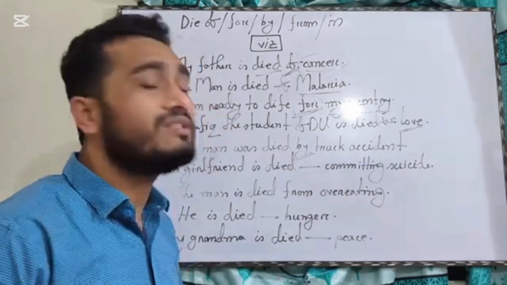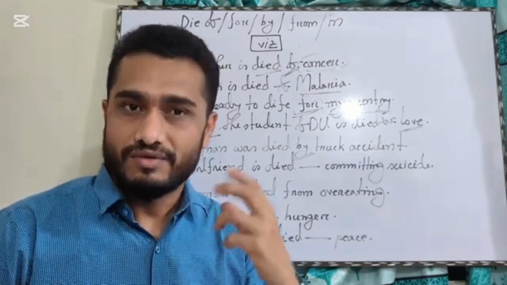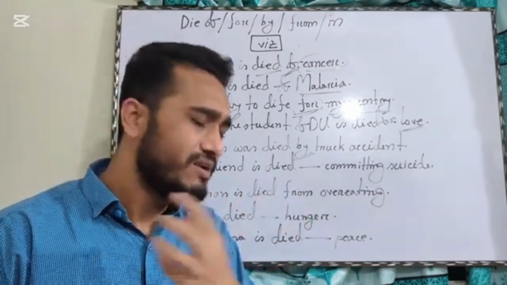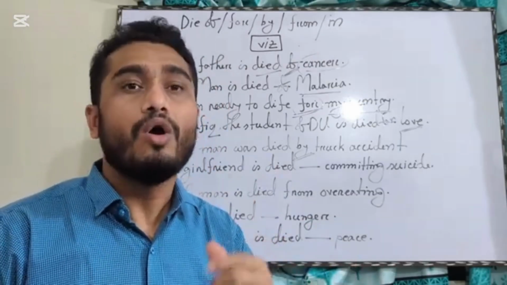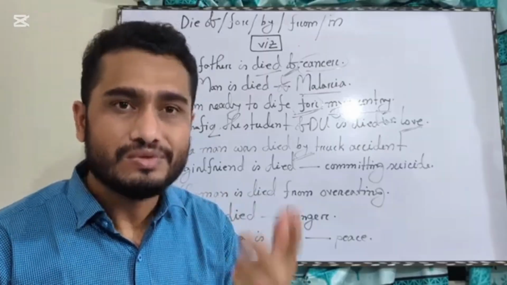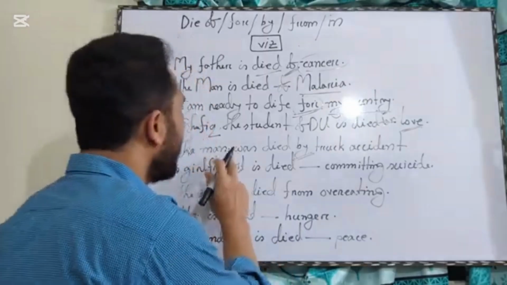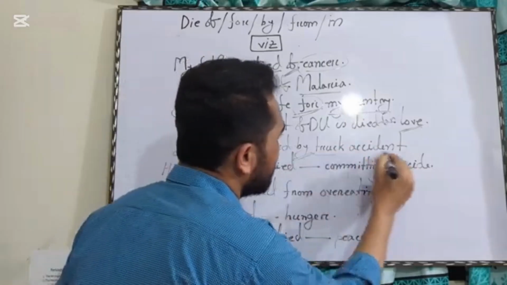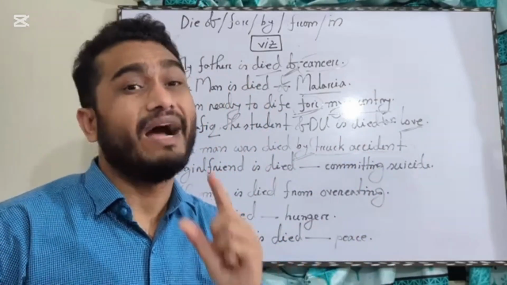So you have to remember one thing: when anyone dies because of any sort of accident, or committing suicide, then we will use by. I hope you have understood this. For example, the man was died by truck accident. So how is the man died? The man is died by truck accident.